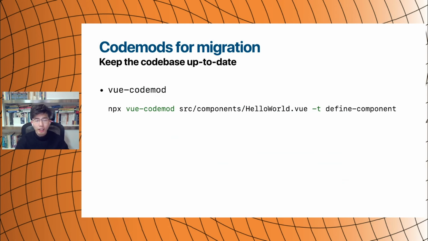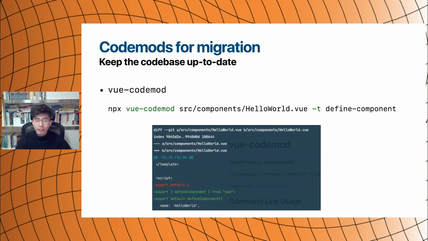That is unlike Vue upgrade and Vue migrate, which are used to keep project configurations up to date. Vue Code Mod is responsible for keeping the code base up to date so that the user can experience the newest features in the Vue ecosystem. For example, here we use the Vue Code Mod feature to migrate our Vue components to use the newest defineComponent function in Vue 3 so that we can have better typing support.